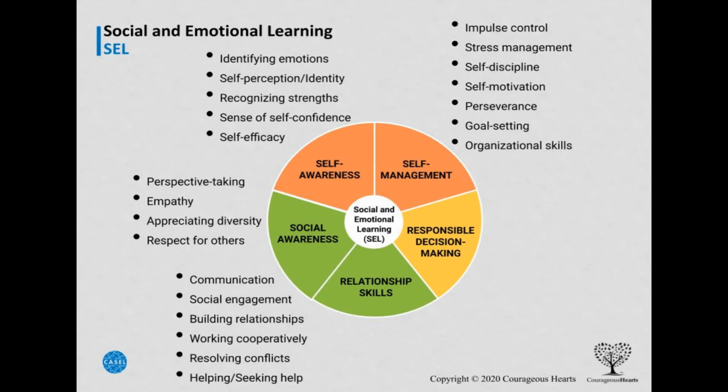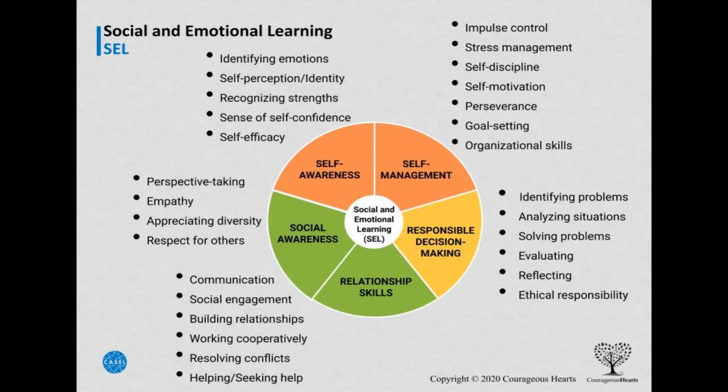And then the fifth is responsible decision making. And here are the 6 sub-competencies that go along with that. This is really about what goes on inside and then bringing that into the world in terms of making smart and responsible decisions. So it's identifying a problem and then thinking about possible solutions. This is really great for thinking about the consequences and what might happen if I were to take this action. You also have evaluating and reflecting, and then there's ethical responsibility in there.